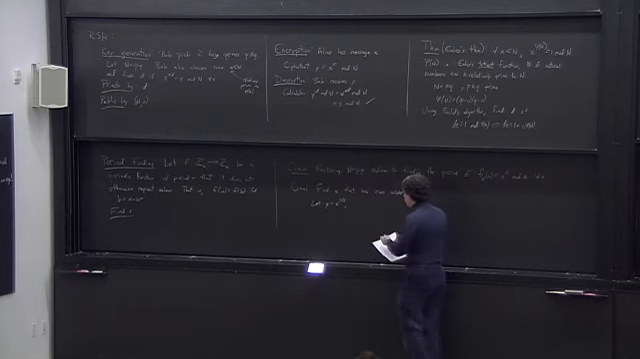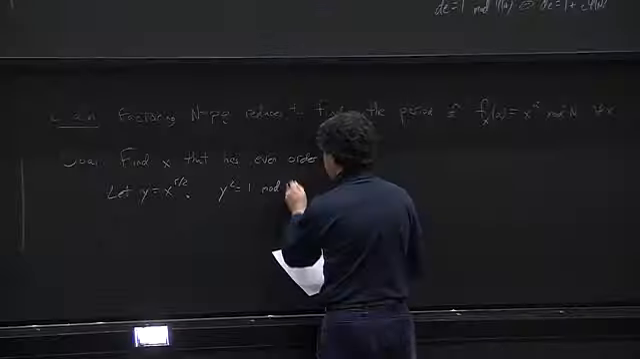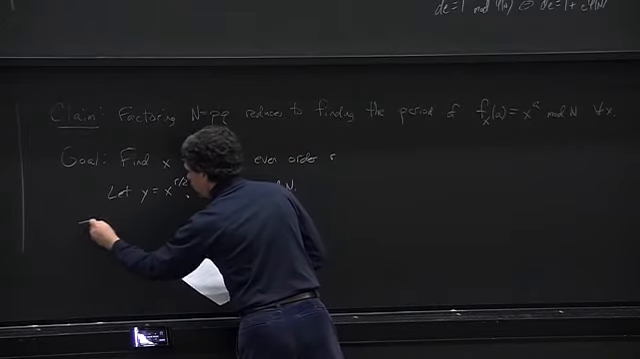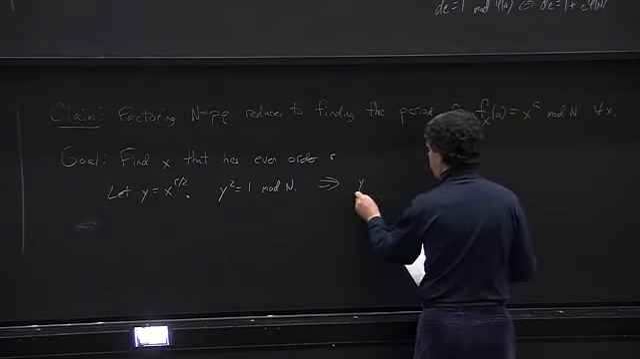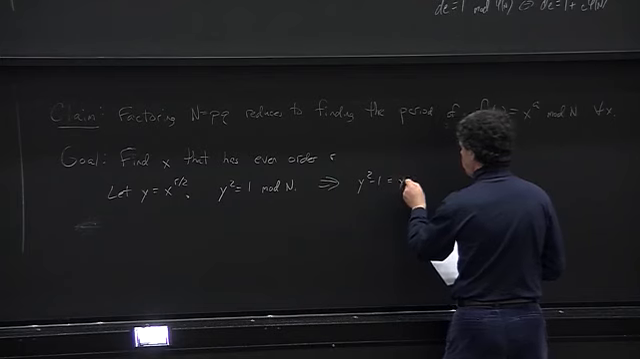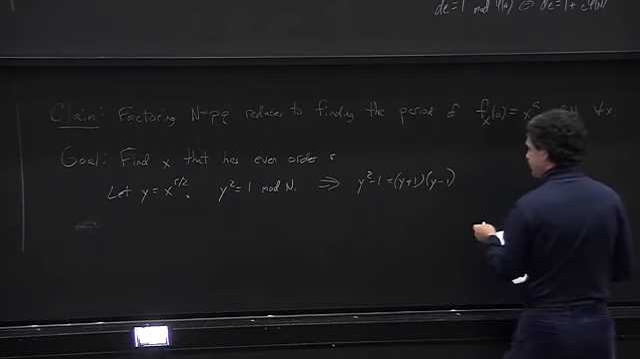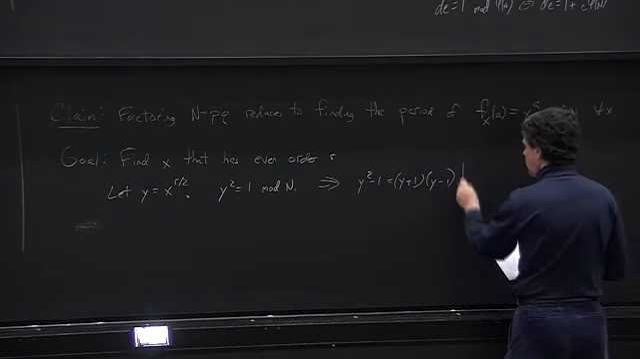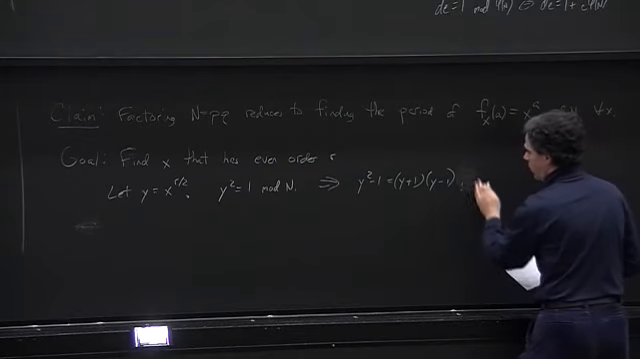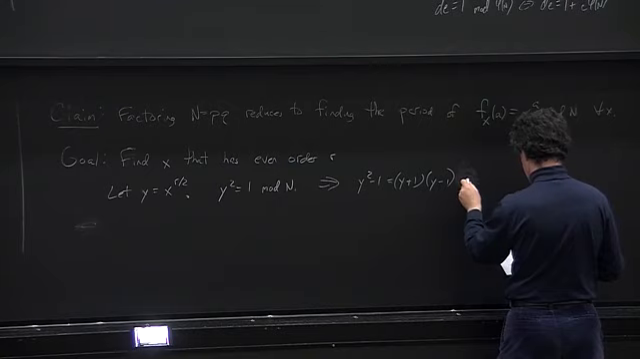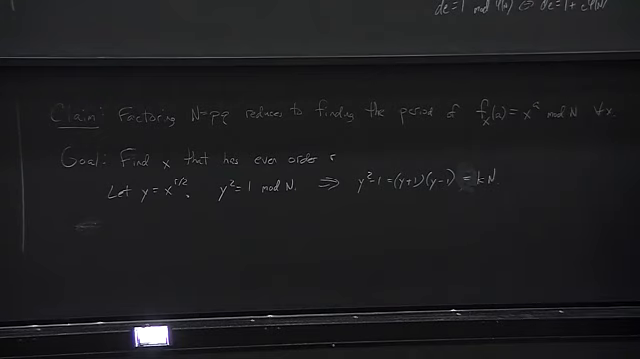And so now we know that y squared is equal to 1 mod n, which implies that y squared minus 1, which of course you can factor into y plus 1 times y minus 1, is a multiple of big N. Okay?